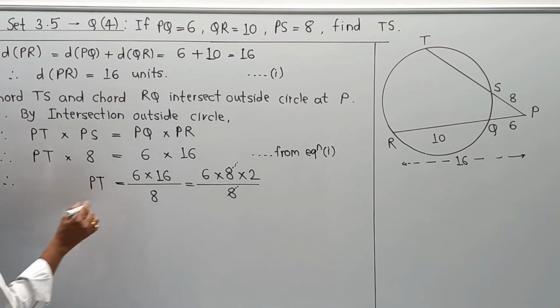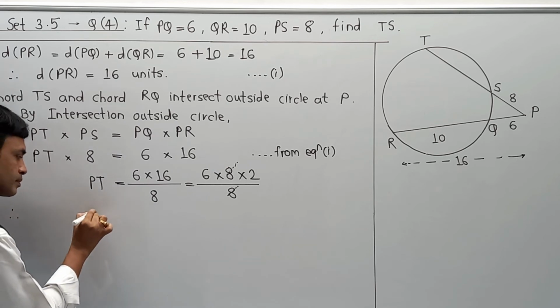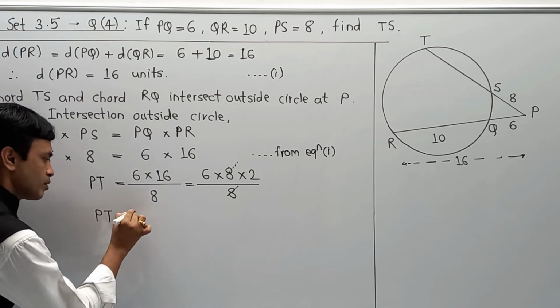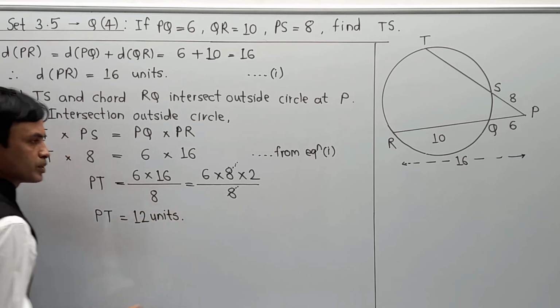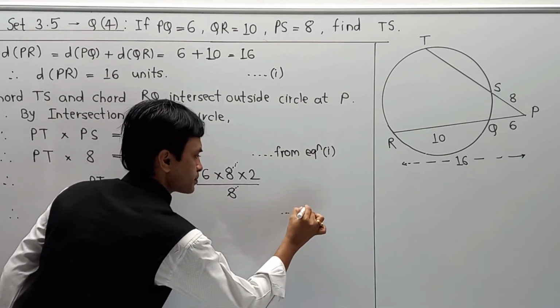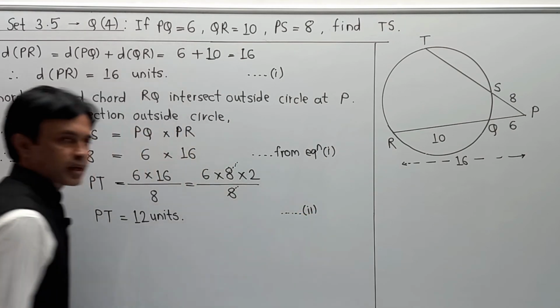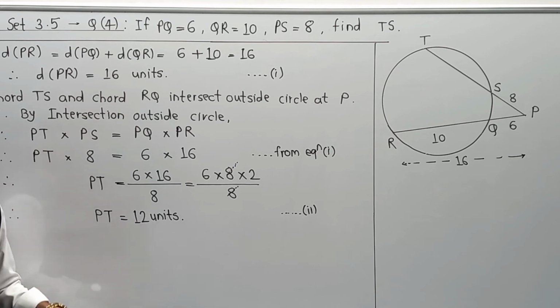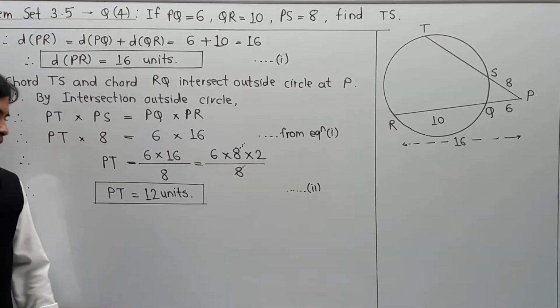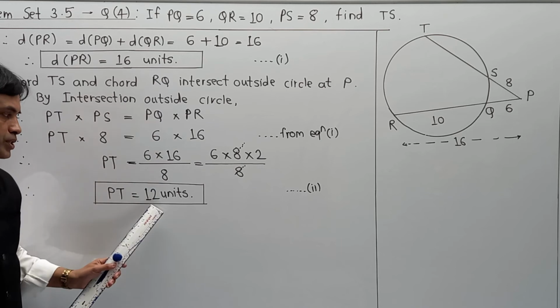So this value PT is equal to 12 units. Now this is your second answer. For both the first as well as second answer I am going to make a box, and I am going to start the third part.